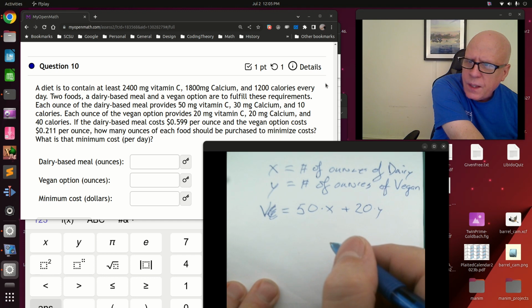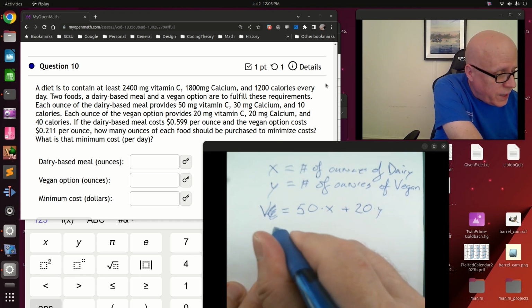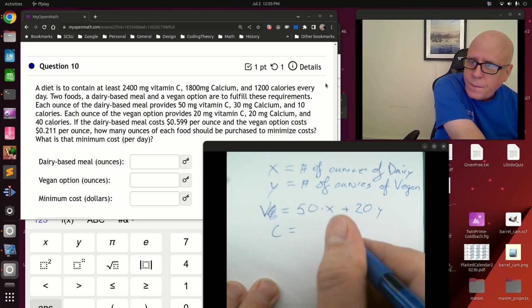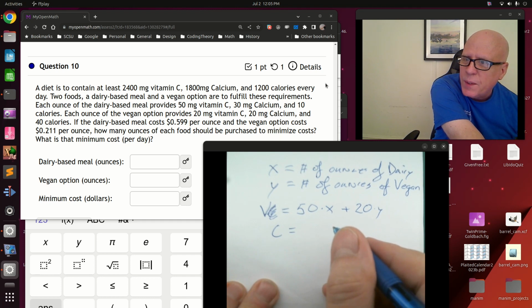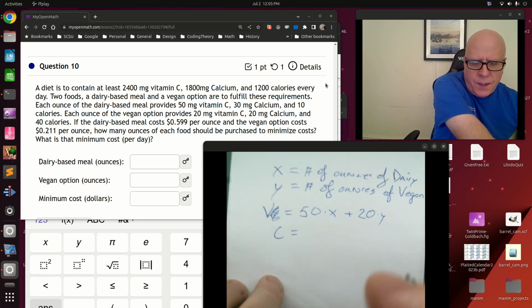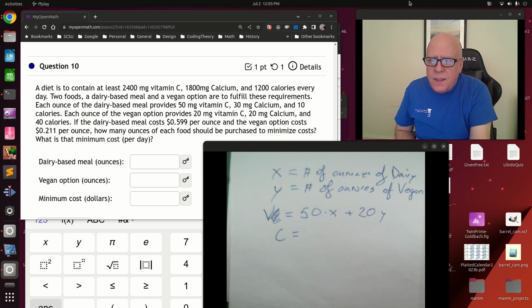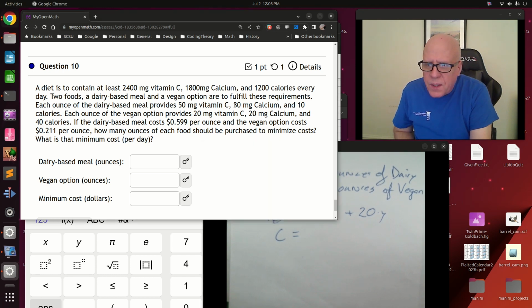What about the thing that actually is C, the calcium? Well, how much calcium do we get from the dairy-based meal? I see it in there. There's a whole lot of numbers in here, and it's easy to lose track of them all. But that's the one that tells you each ounce of the dairy-based meal provides 30 milligrams of calcium.